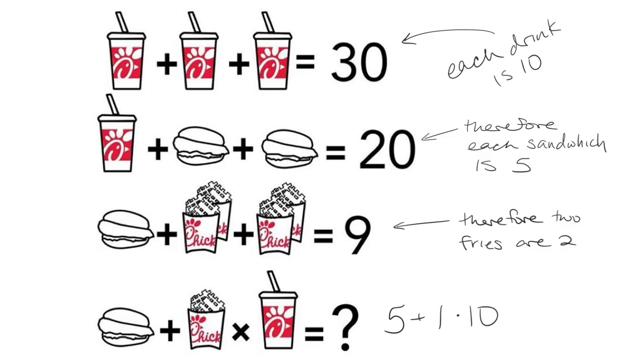Now, of course, this is where these problems always get you: first of all, did you notice there was only 1 fry there? Tricky. Also, this is PEMDAS, which means we have to do this multiplication before we add. So this ends up being 15. But did you see how we started with different variables and we used the different equations to solve for the different variables? In this case, the drink, the sandwich, and the fries.